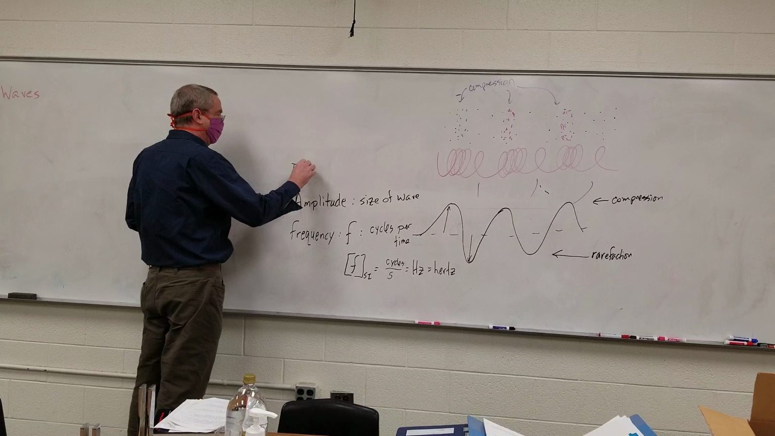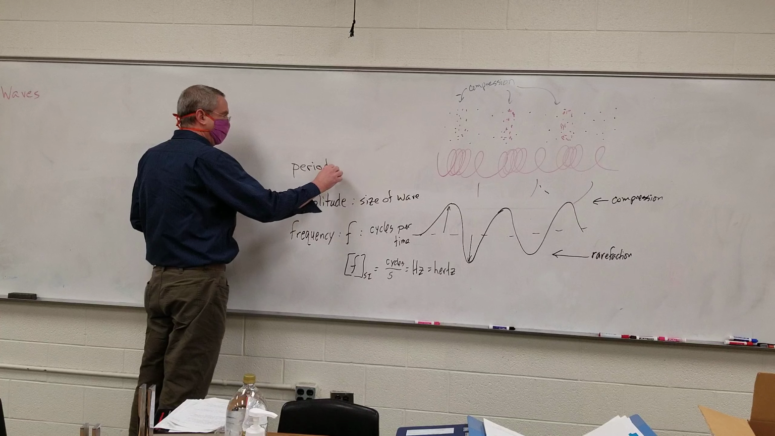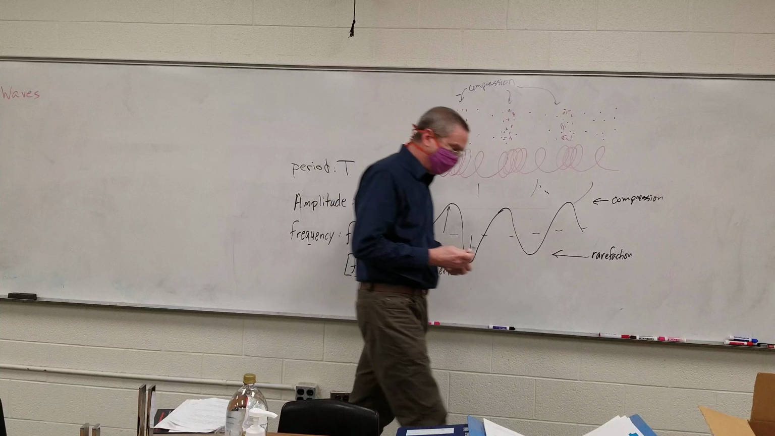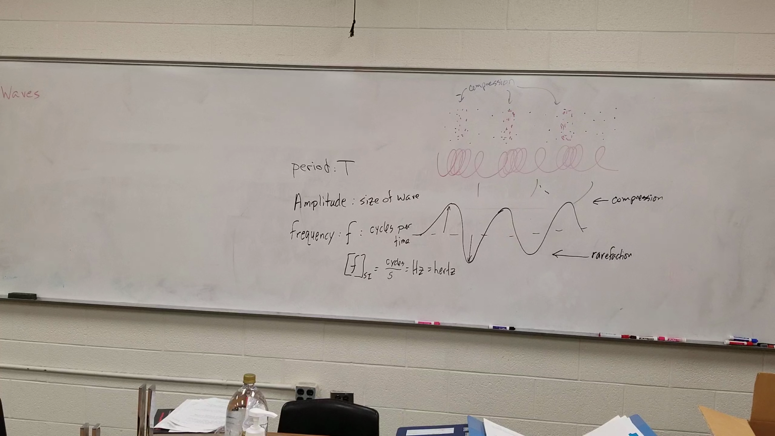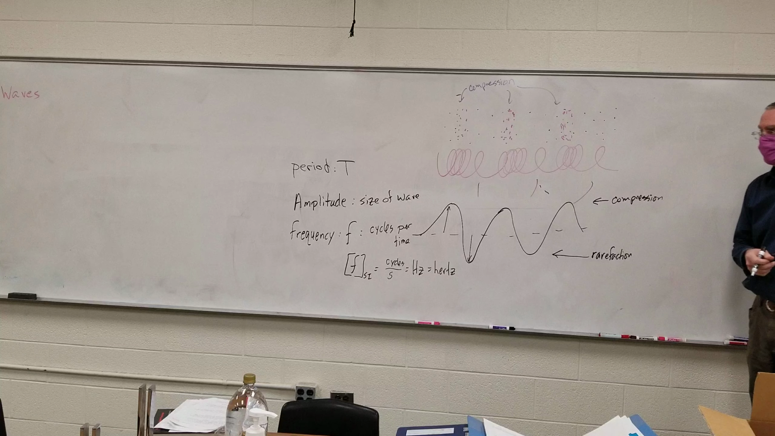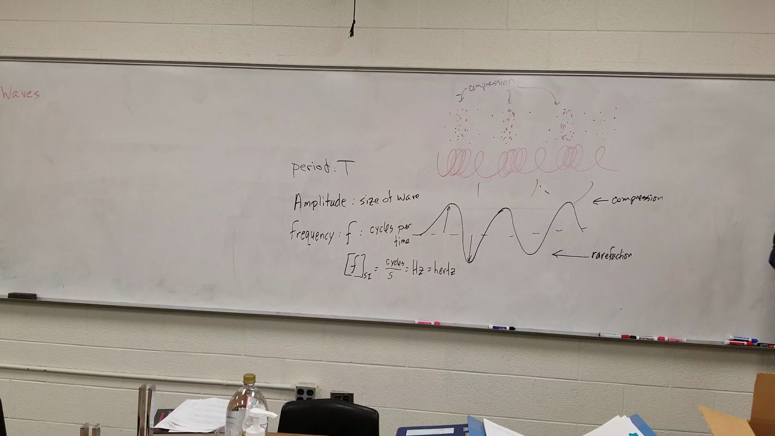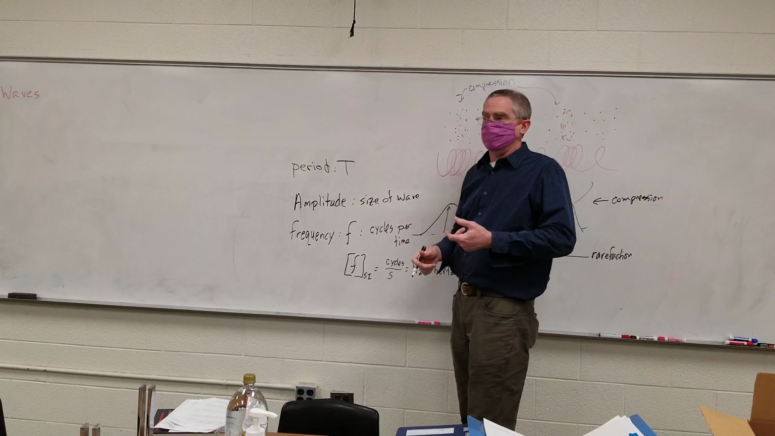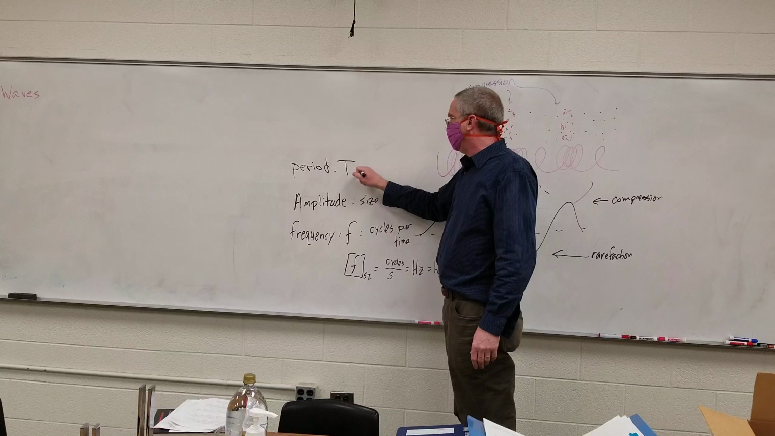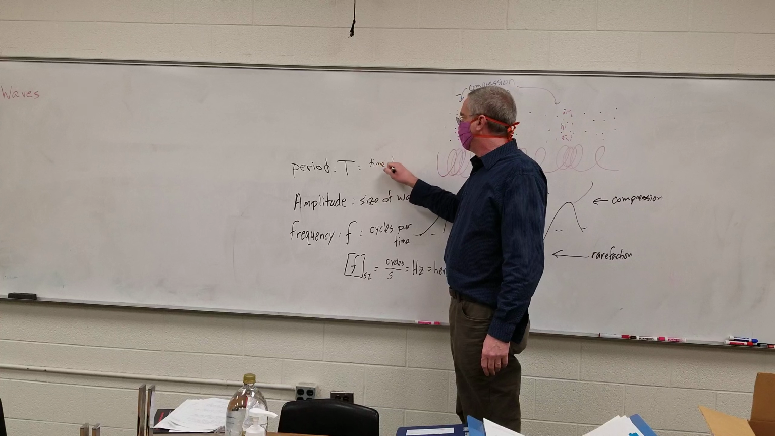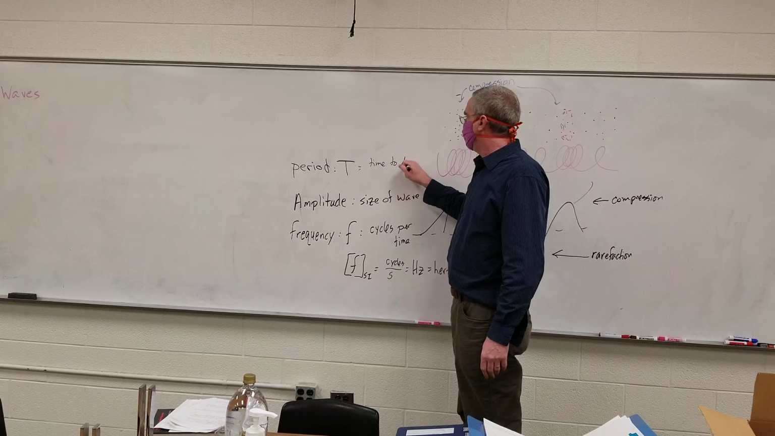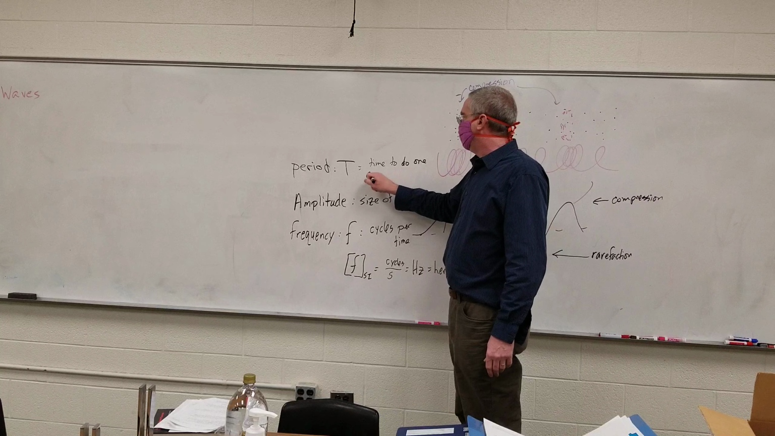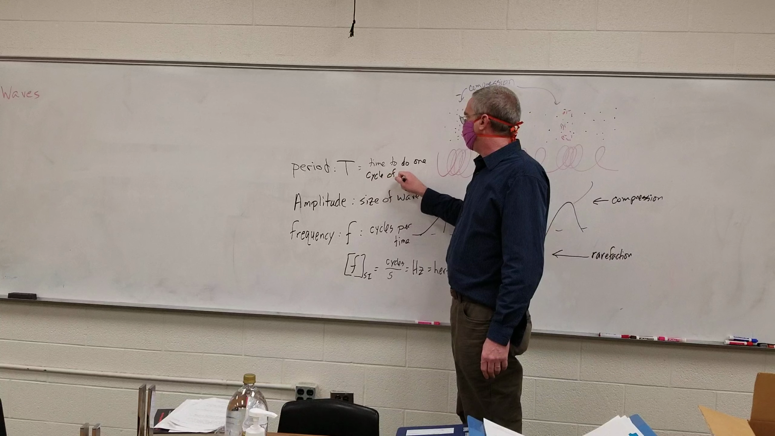Period. We've dealt with period before. We dealt with period before when we dealt with orbiting, about how long it takes for a planet to go around the sun. So the period of the Earth going around the sun is 1 year. Just more generally, it's the time it takes to do one cycle of repetitive motion.